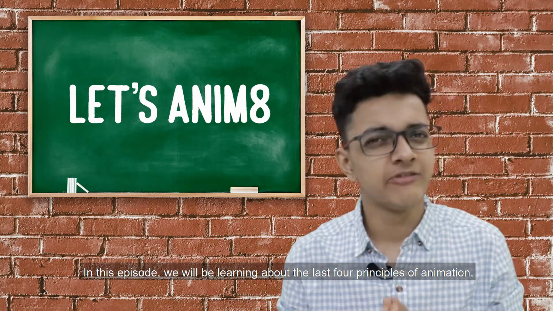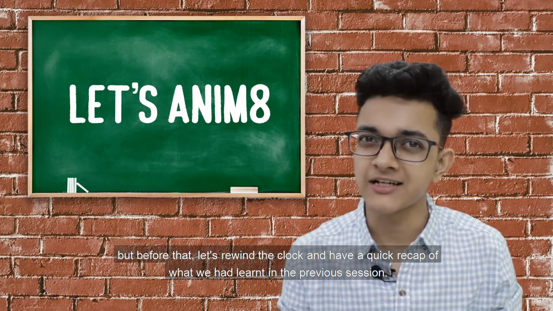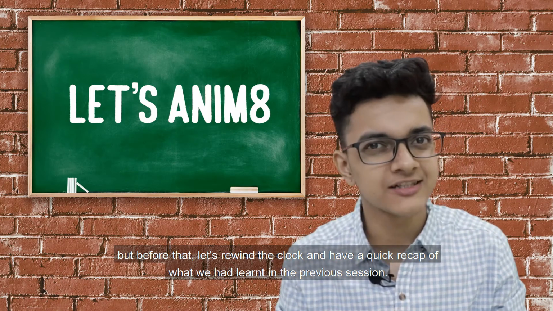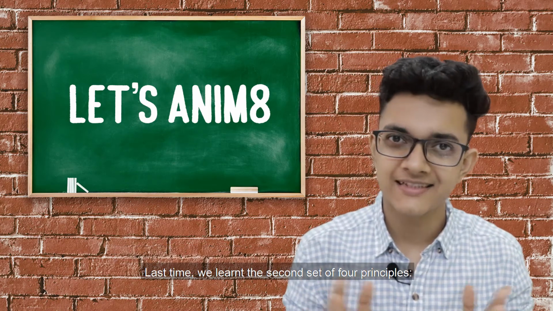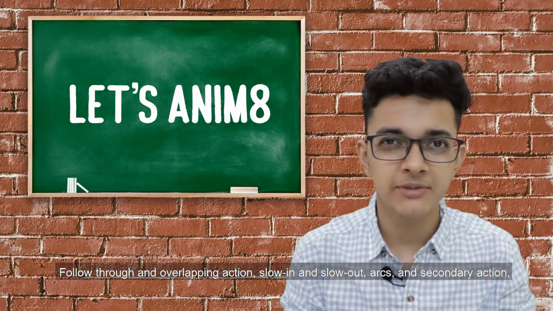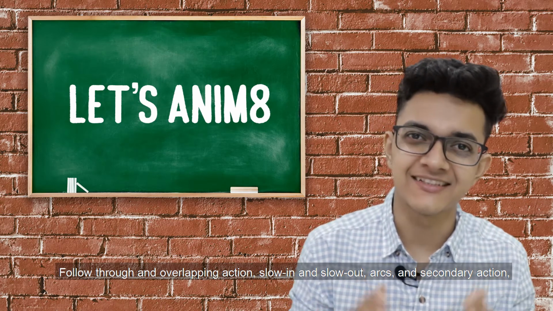In this episode, we will be learning about the last four principles of animation. But before that, let's rewind the clock and have a quick recap of what we had learned in the previous session. Last time, we learned the second set of four principles: follow through and overlapping action, slow in and slow out, arcs, and secondary action.